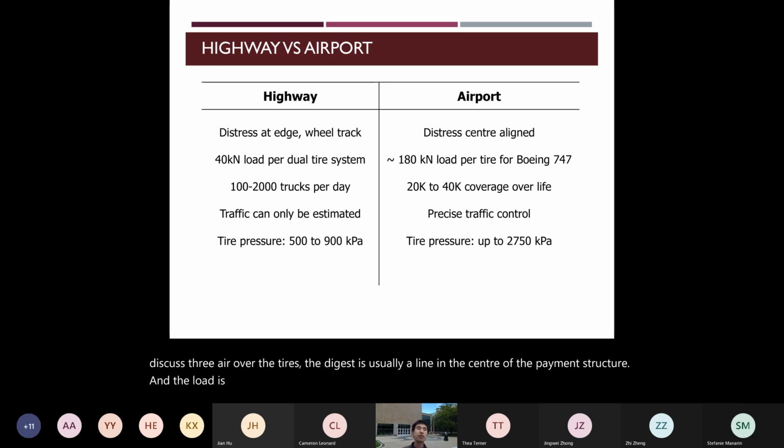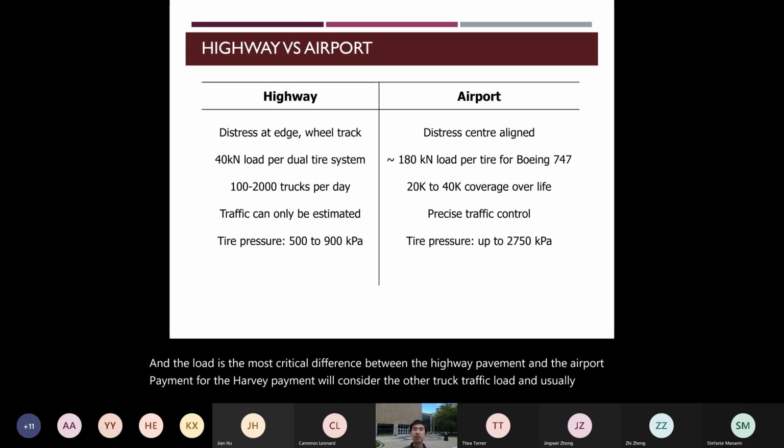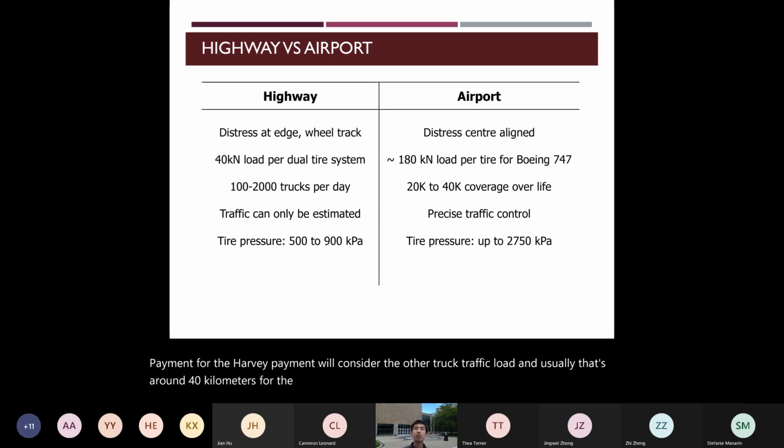For the highway pavement, we will consider the traffic load, and usually that's around 40 kilonewton for the dual tire system. But for the airport, it could be as high as 180 kilonewtons.